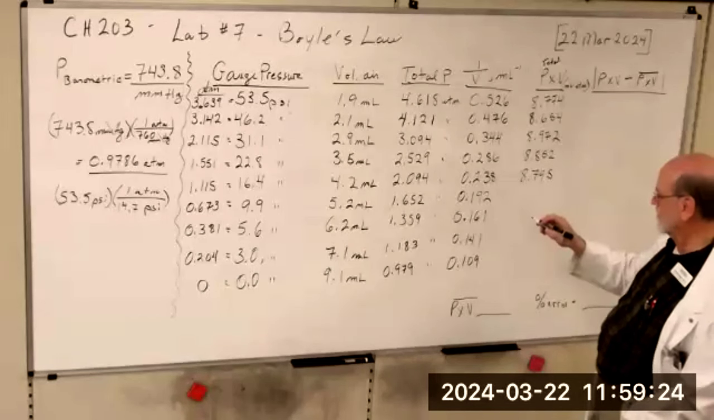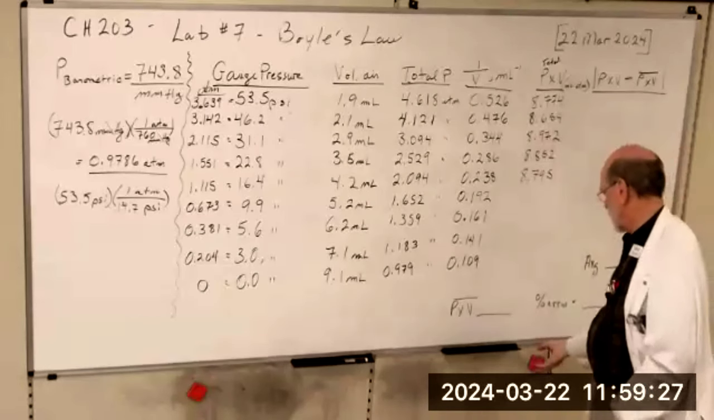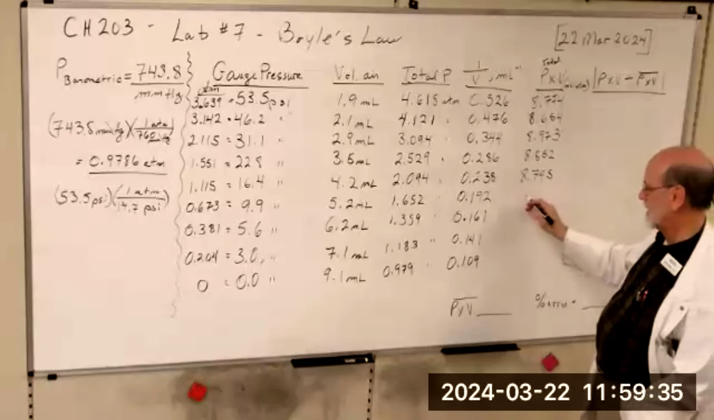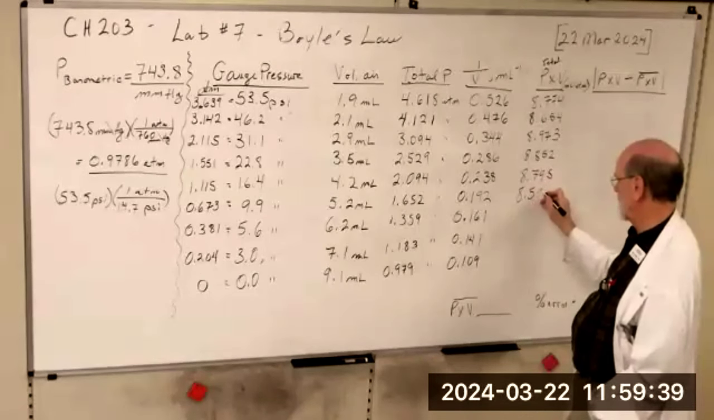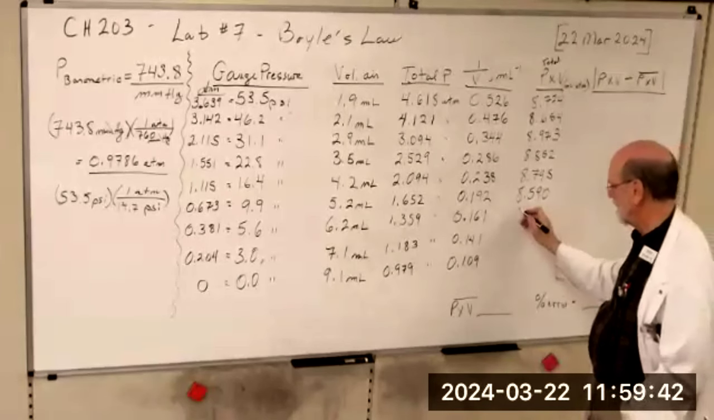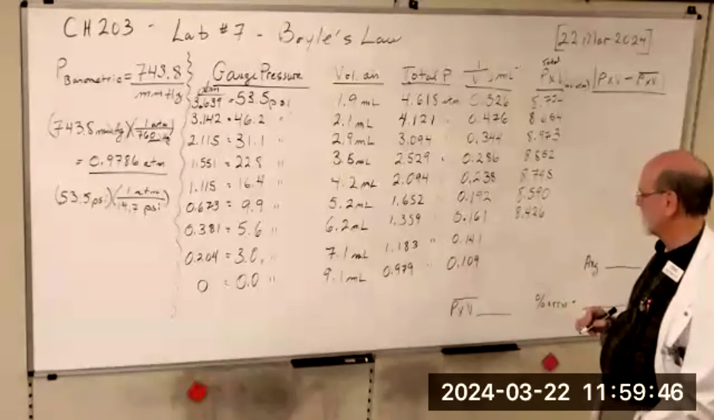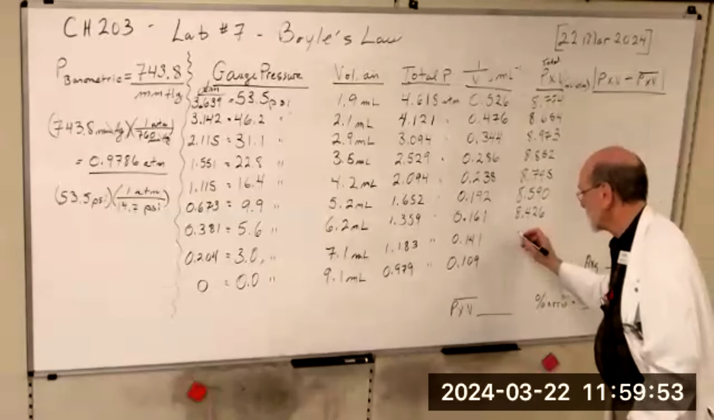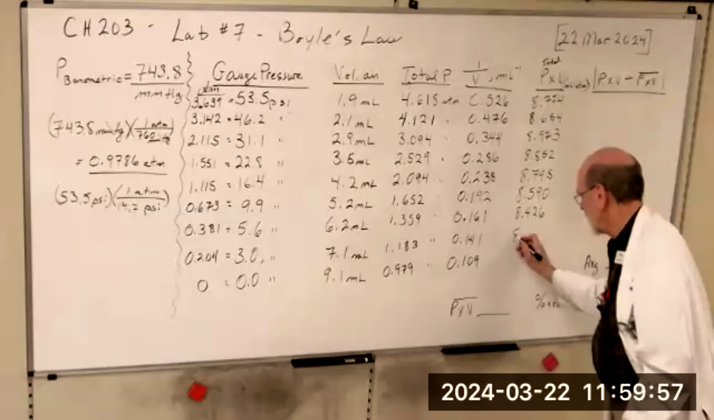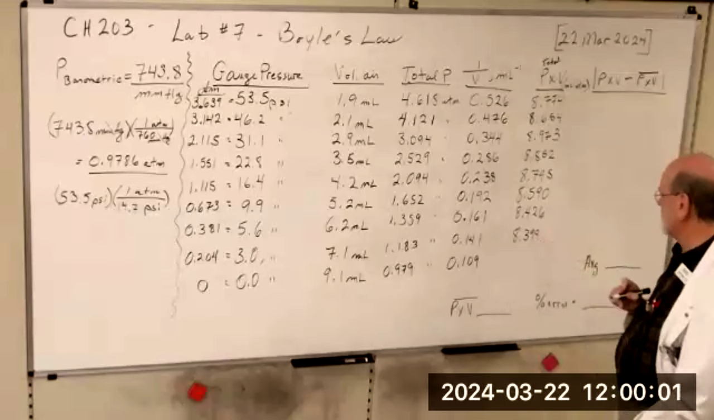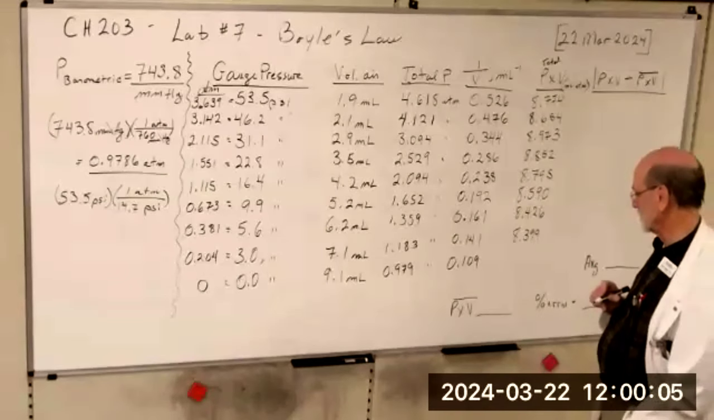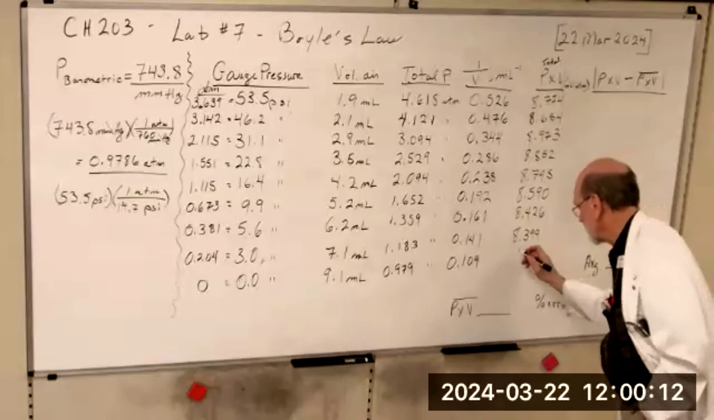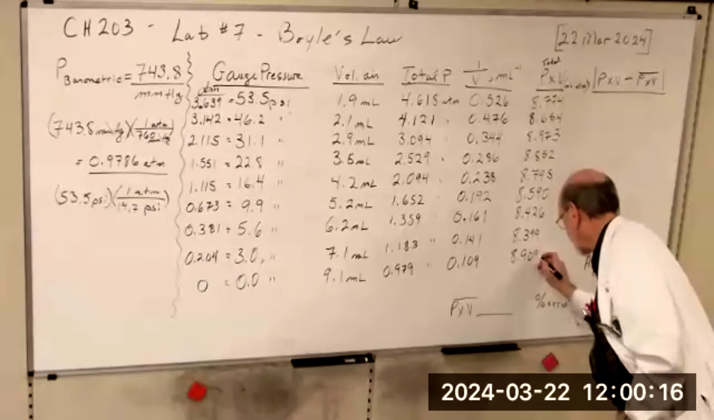On the 8.972 one, it is 8.973. On 5.2, it is 8.590. On 6.2, it's 8.426. Okay. On 7.1, it is 8.399. Okay. And then the last one is 8.909. Okay.